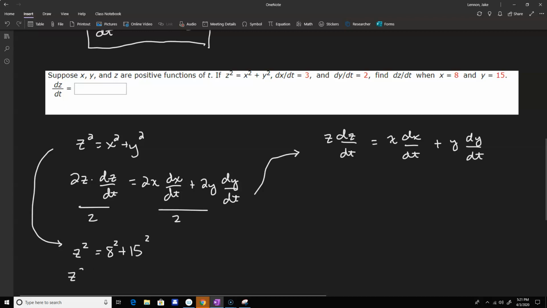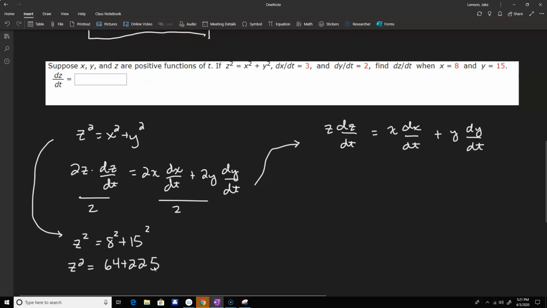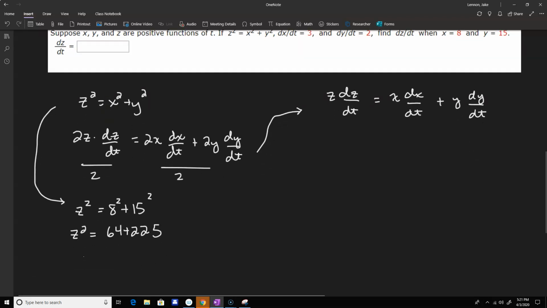So we get that z squared is 64 plus 225. So that is 289. So z squared is 289. So actually it turns out, if you use the square root, that the square root of 289 is exactly 17. So to plug in the known values, we can replace z here by 17.